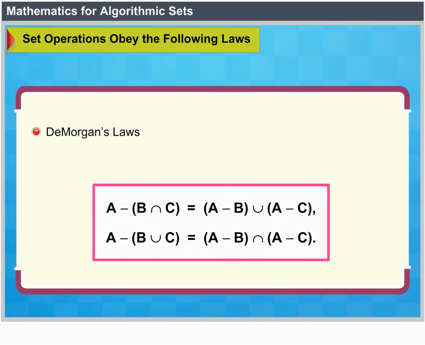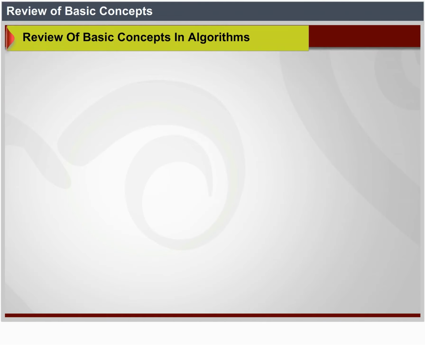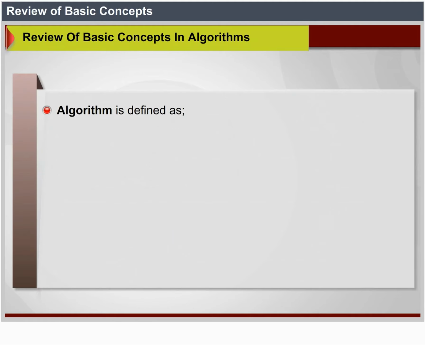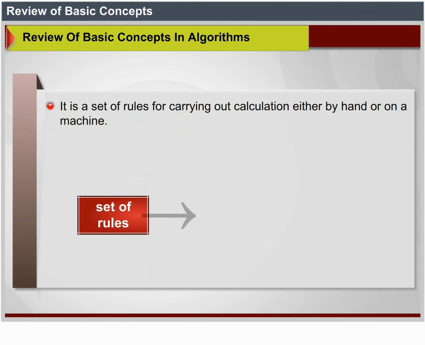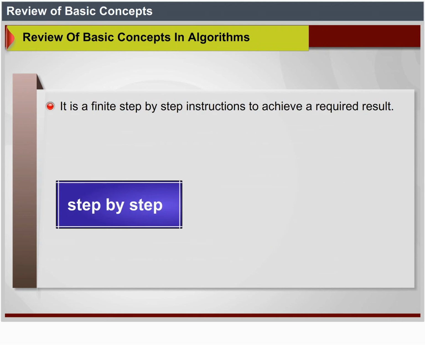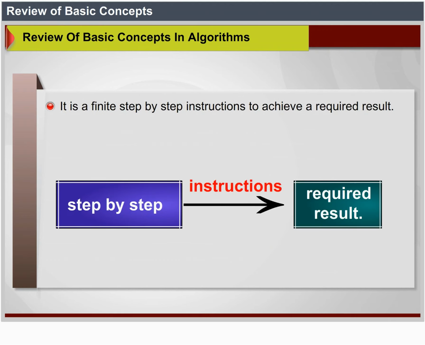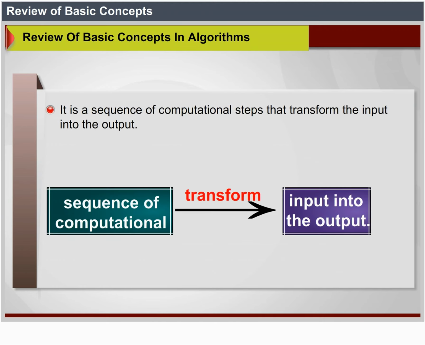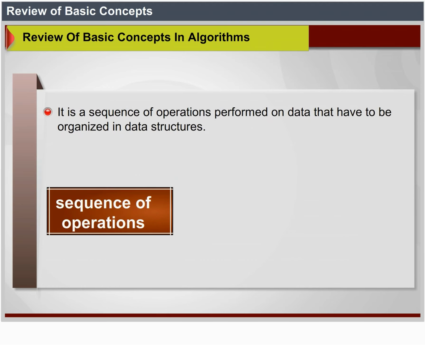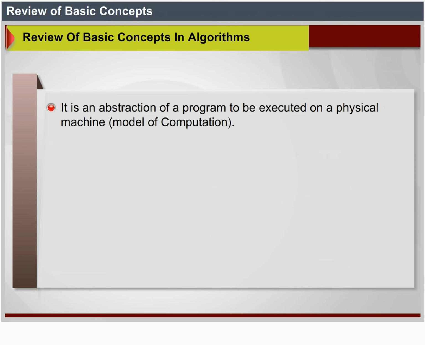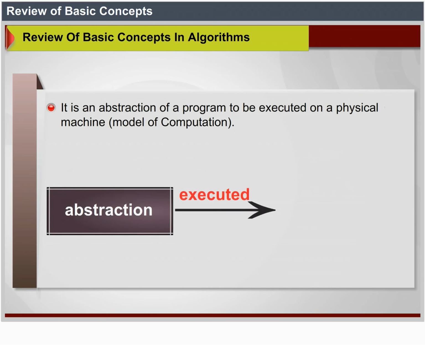Review of basic concepts in algorithms. An algorithm is defined as a set of rules for carrying out calculation either by hand or on a machine. It is a finite step-by-step set of instructions to achieve a required result. It is a sequence of computational steps that transform the input into the output. It is a sequence of operations performed on data that have to be organized in data structures. It is an abstraction of a program to be executed on a physical machine model of computation.